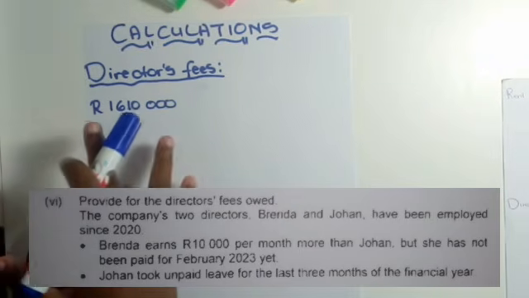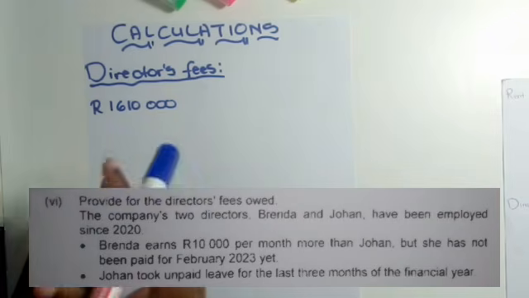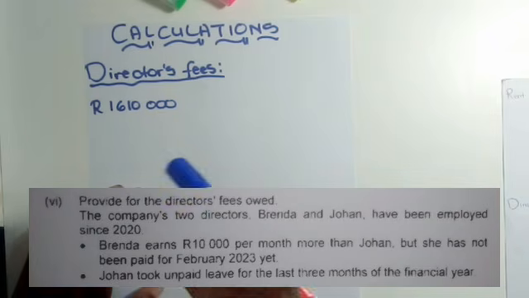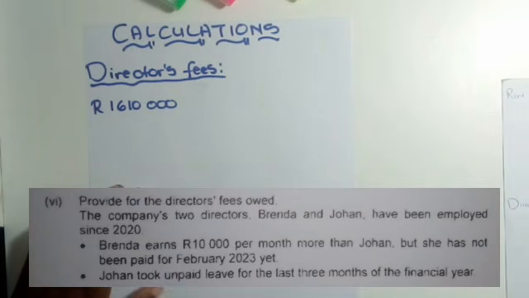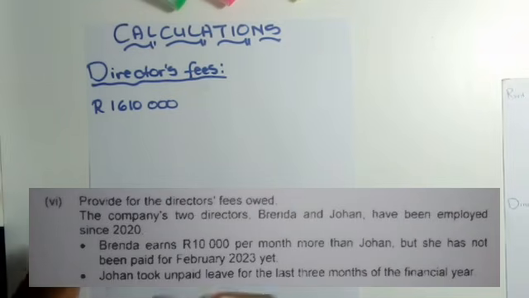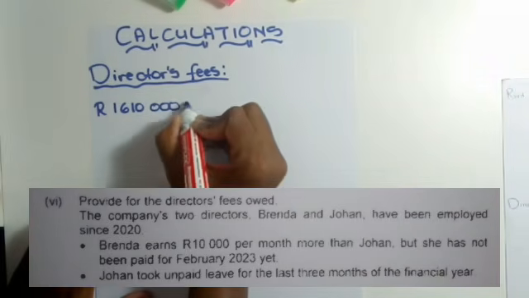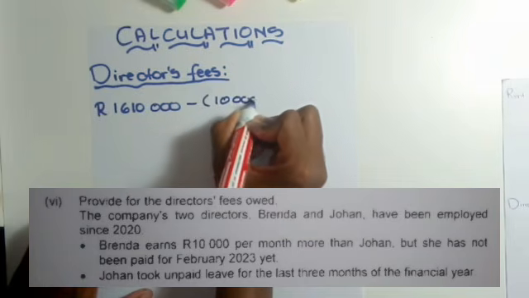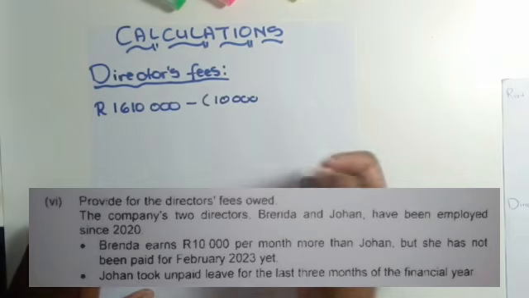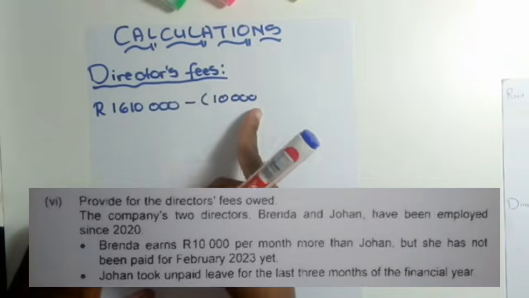So what I need to do first, to make sure that I can divide it by just the number of months that they have been paid for, is take out that increase that makes Brenda's pay more than Johan's. So I need to minus those 10,000. Those 10,000, how many of them are in this amount? Remember, these 10,000 belong to Brenda.